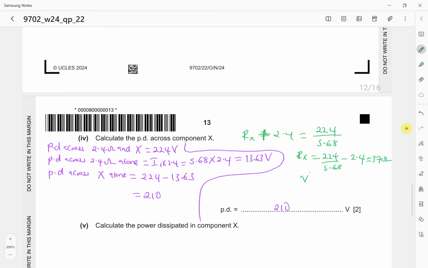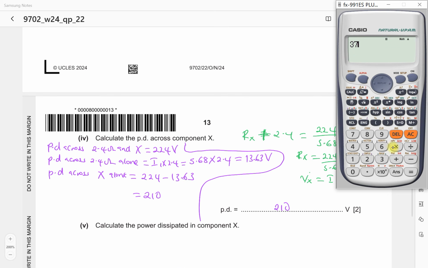Then if I want to find the PD of X, of course I will still use I times R, where I was I1, that is 5.68. Then R is Rx, which is 37. So we have 37 times 5.68, which is approximately 210.